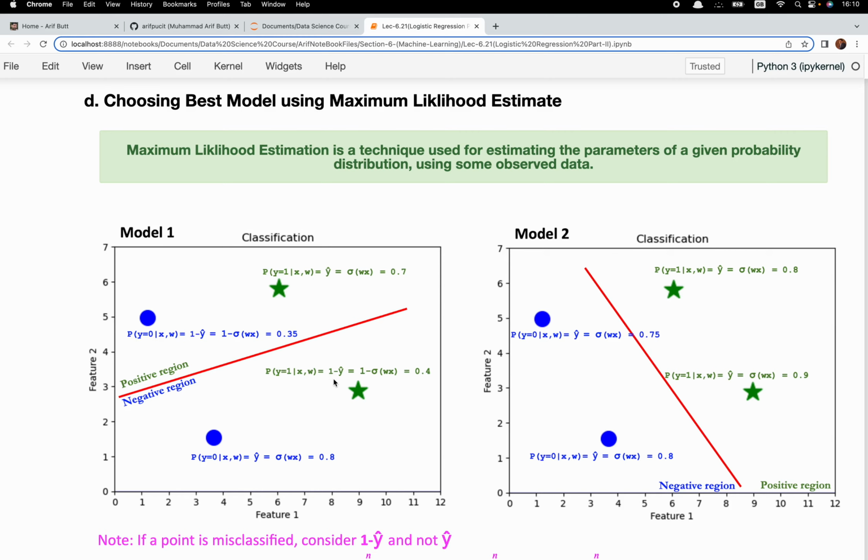Similarly, this blue point below the line belongs to class 0 as the ground label y is 0. This point is in the negative region, so it is correctly classified. Hence, I have computed simply y hat. And finally, this blue point above the line belongs to class 0 because the ground label y is 0. However, this point is in the positive region, so it is misclassified. And to compute its probability, we will have to consider 1 minus y hat and not y hat.